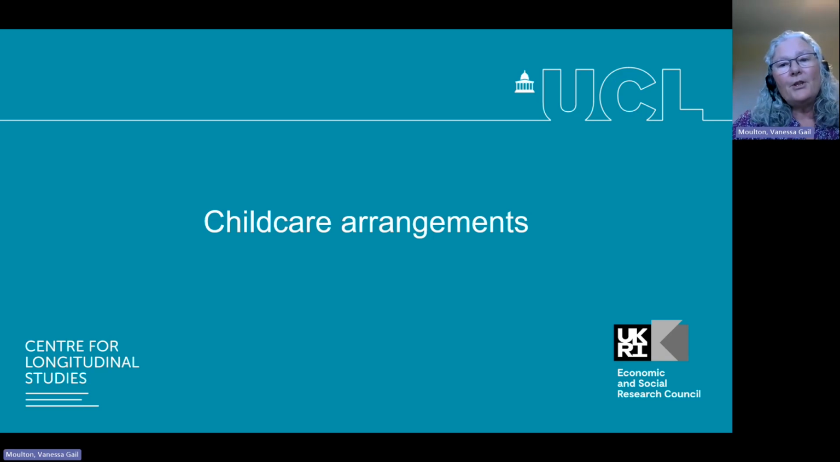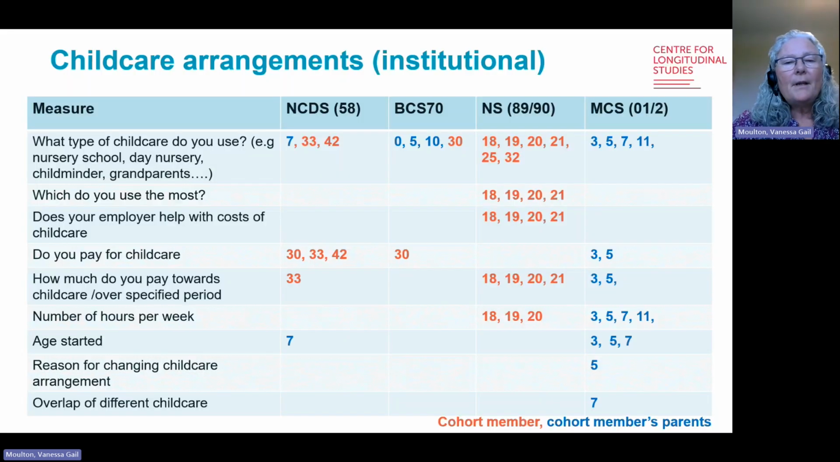So next we'll have a quick look at childcare arrangements across cohorts and experienced by the cohort member as both a child and as a parent. The type of childcare is collected. So for example, whether they went to a nursery school, a day nursery, had a childminder, etc., and whether they pay for their childcare, and how much and numbers of hours per week. And information on the cohort member as a child is mostly in the Millennium Cohort Study and in adulthood across the other cohorts.